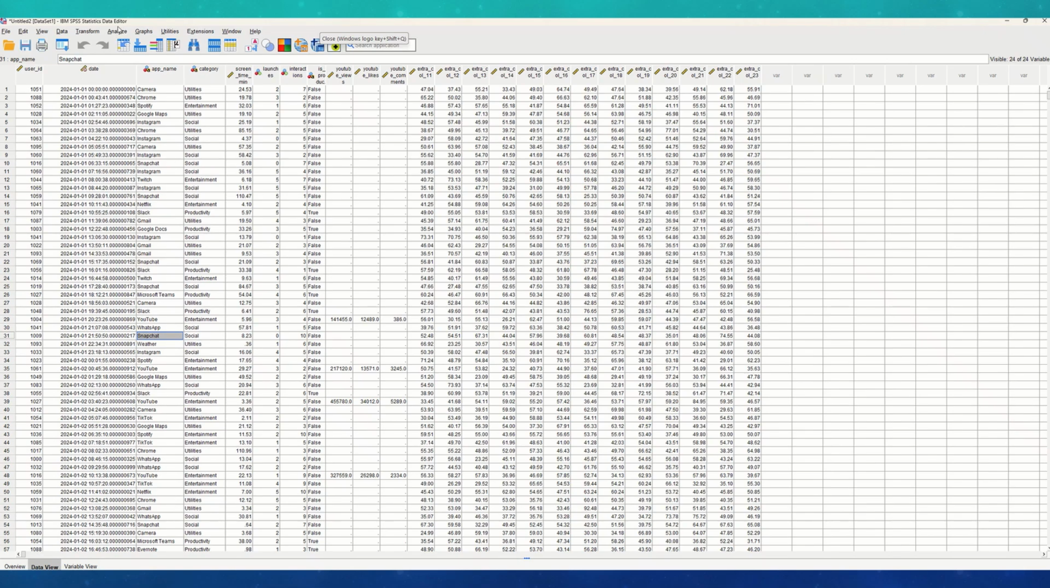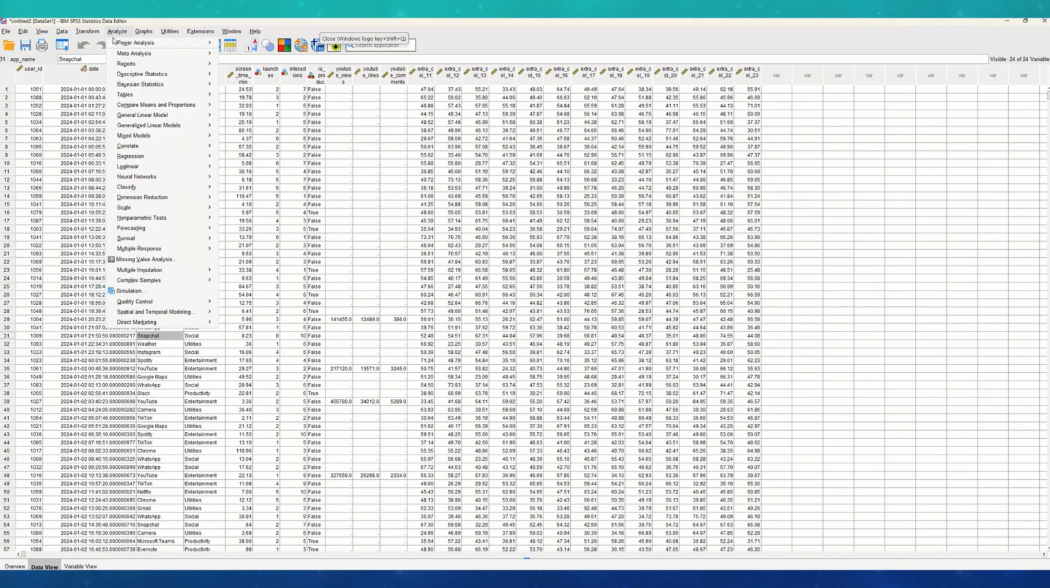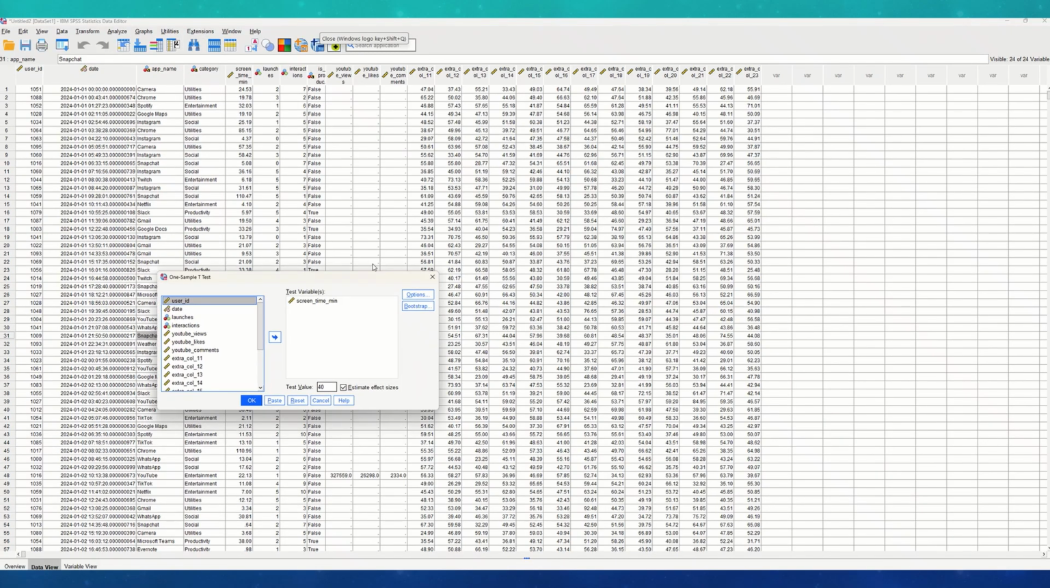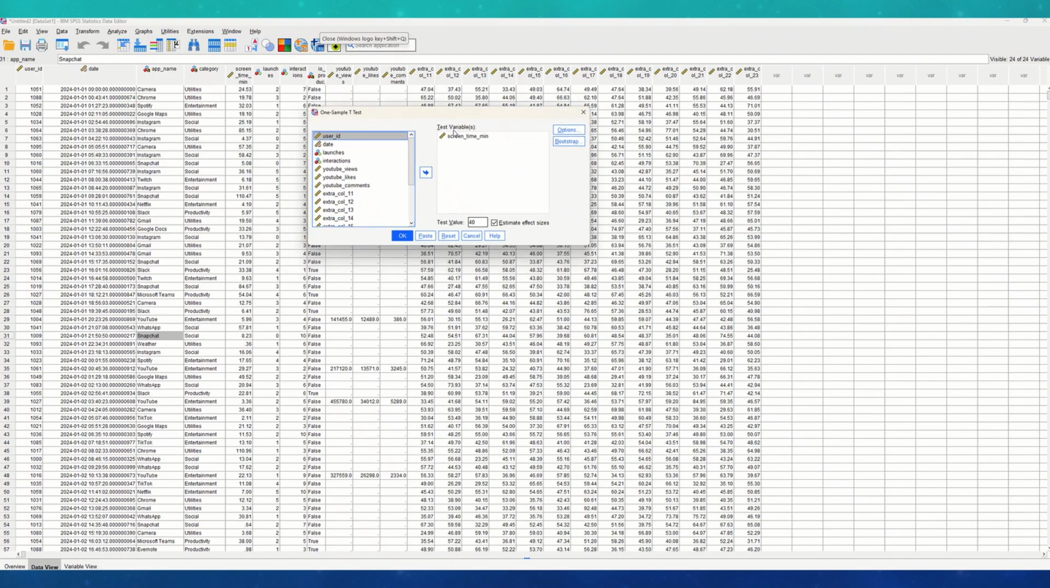So we can use SPSS directly from this graphical user interface here to calculate a one sample t-test. You'll go to Analyze, down to Compare Means and Proportions, and then we'll select the one sample t-test. You'll have a little screen that pops up that looks like this, and it will ask you which variable you're going to use for your one sample t-test. Let's not use screen time. Let's see what else we have. Let's use YouTube likes.